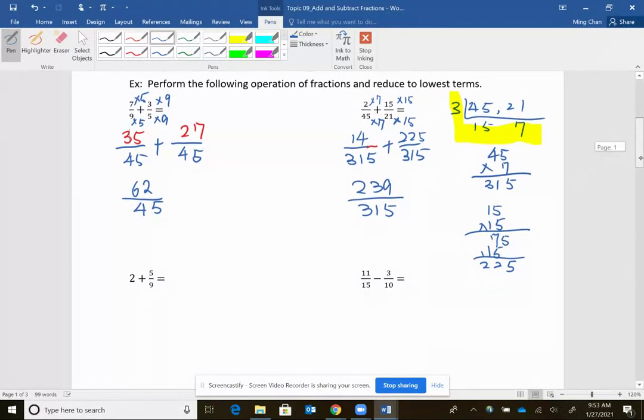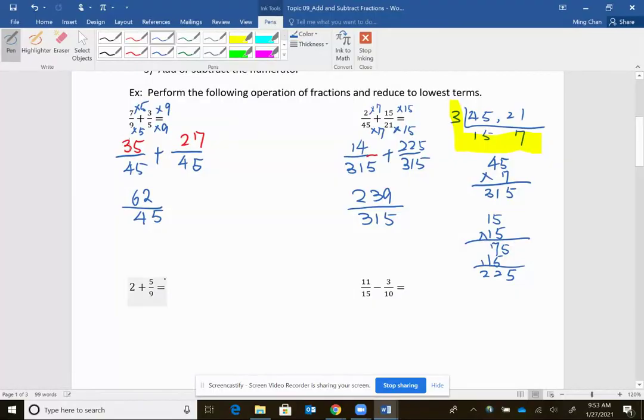All right. Try another one. Okay, this is a very important problem. Whenever we are adding or subtracting between a whole number and a fraction, we can use the same trick with the mixed numbers. Remember, what is a mixed number? A mixed number, such as 2 and 5 over 9, is nothing but a whole number plus a fraction, right?